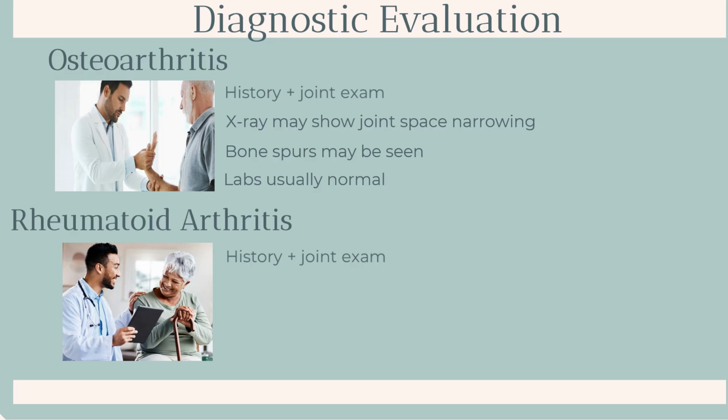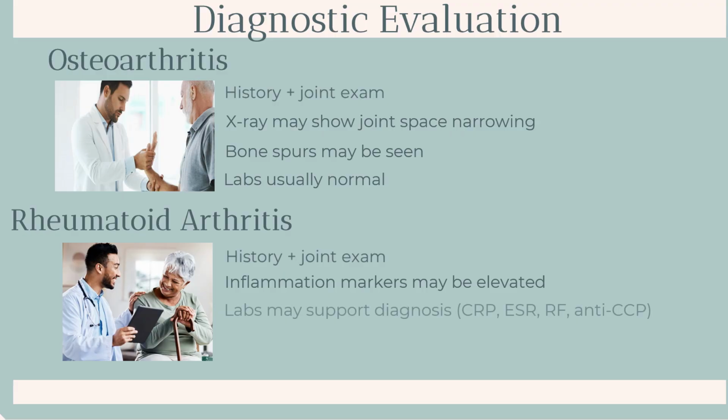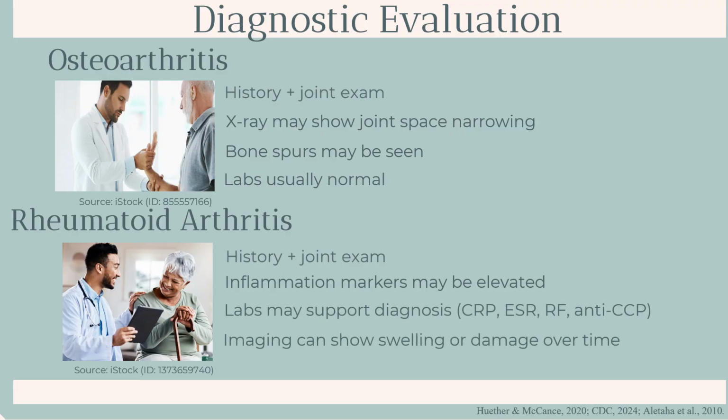Lab tests, though usually normal with OA, can help support the diagnosis of RA. Blood work looks for elevated inflammation markers, C-reactive protein, CRP, and erythrocyte sedimentation rate, ESR. Other tests include rheumatoid factor, RF, and anti-cyclic citrullinated peptide antibody, anti-CCP. Imaging can show swelling and joint damage over time.